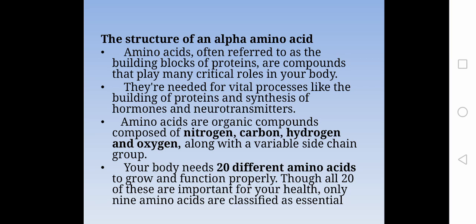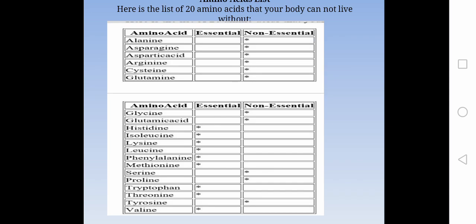So your body needs 20 different amino acids to grow and function properly. Though all 20 of these are important for your health, only 9 amino acids are classified as essential. So here is a list of 20 amino acids that your body cannot live without.